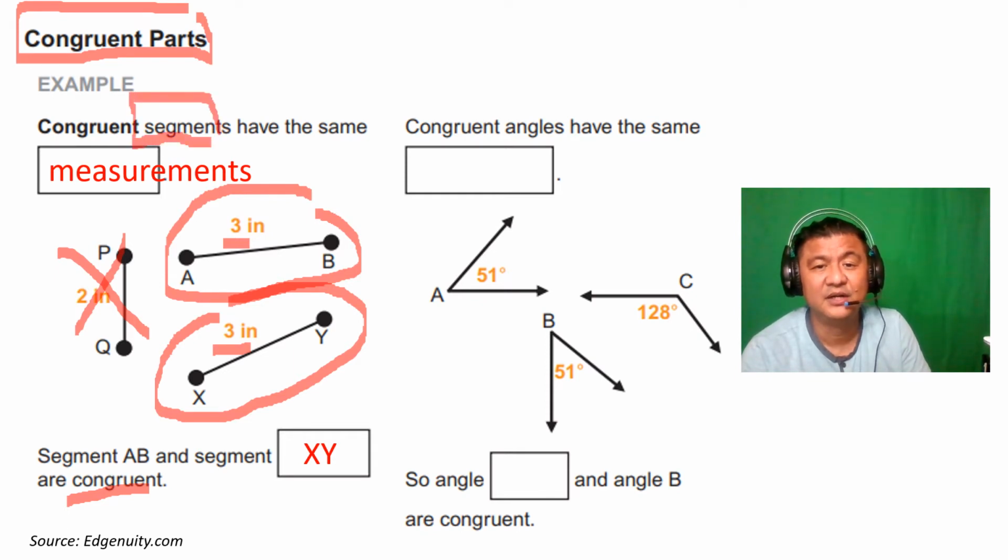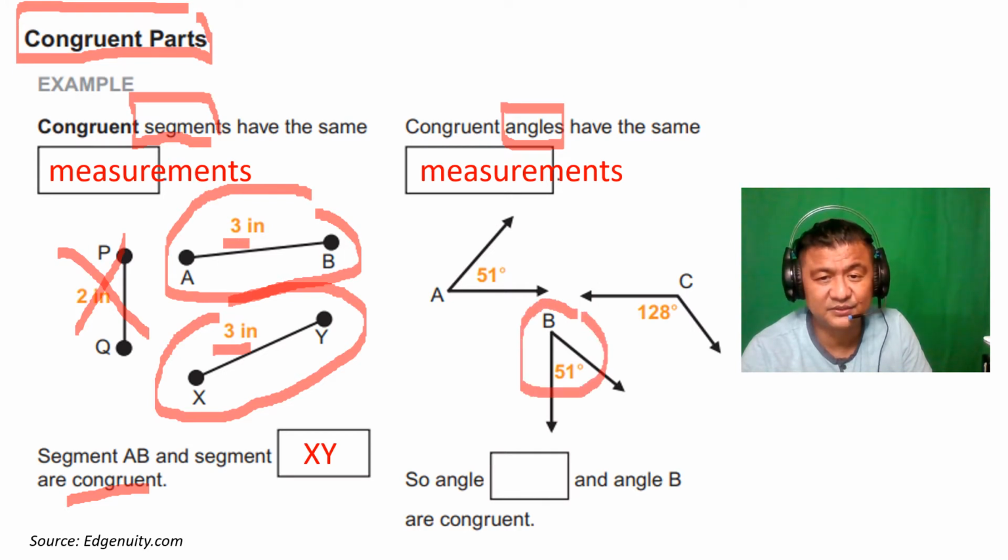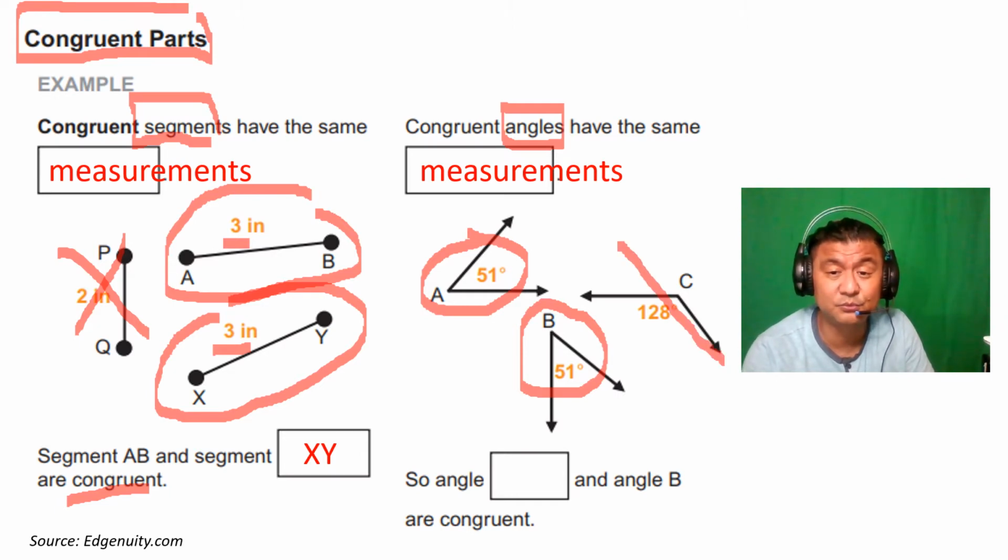Take note, they have the same measurement of the segments. Now, how about congruent angles? Congruent angles should also have the same measurements. Okay, so what does that mean? If this angle is 51 degrees, the other angle should also be 51 degrees. Because the measurement is the same, these two are congruent. Angle A and angle B are congruent. Got it?